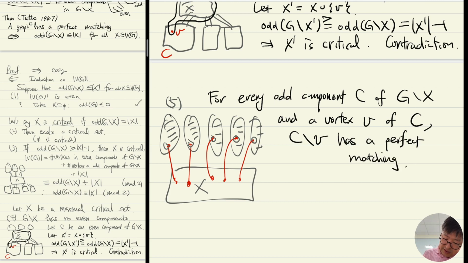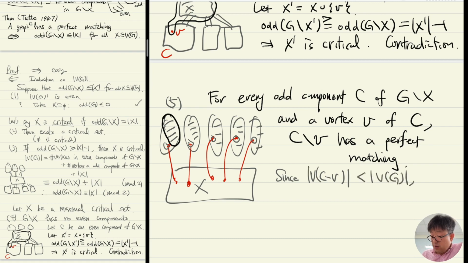So that's the claim that we have a perfect matching here. And why? Here's the place where we're going to use induction. Since C delete V has a strictly smaller number of vertices than G, we can apply induction.